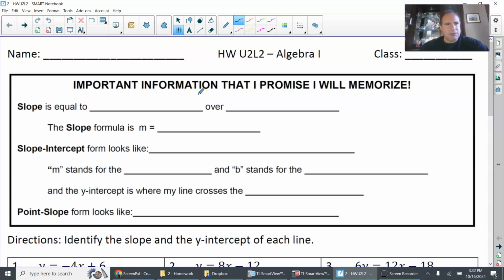First, before we even begin to solve, we are going to go over some important information that you have to memorize. So slope is equal to rise over run. So it's the change in the y's over the change in the x's. The slope formula is m equals, and you could put rise over run.